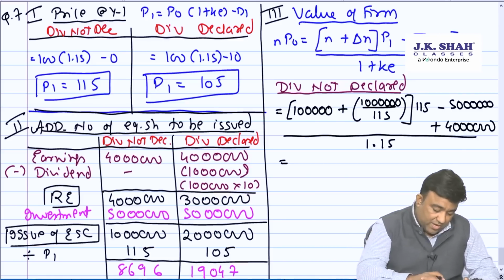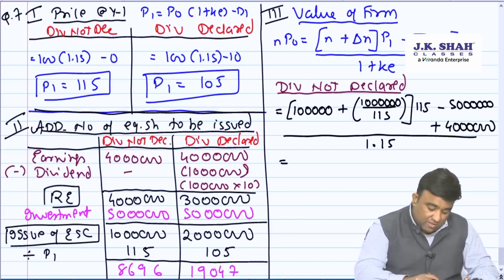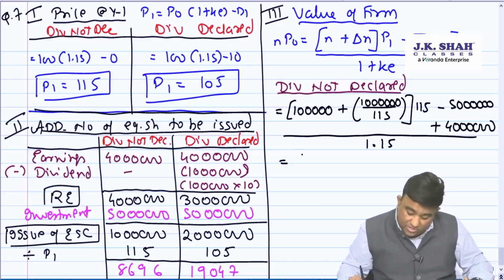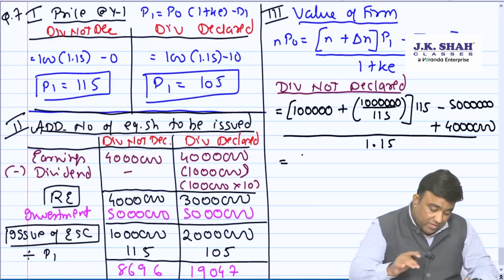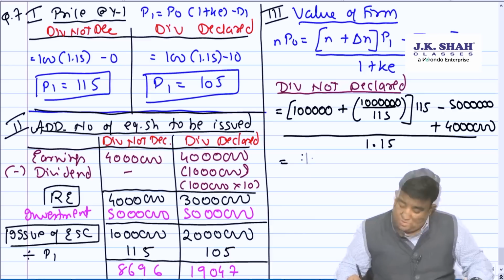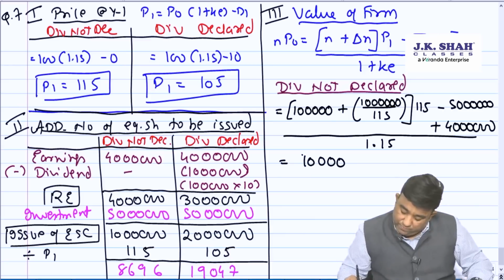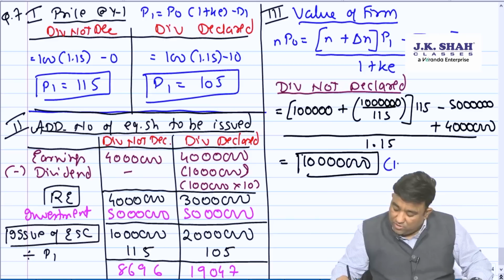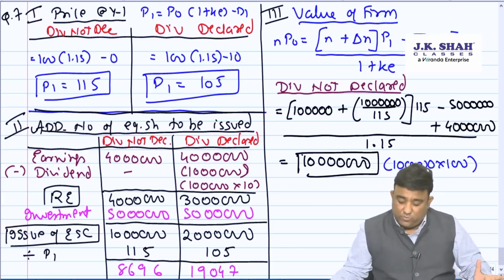This is 10 lakh divided by 115, plus 1 lakh shares into 115, the future price, minus 50 lakh, the expansion, plus 40 lakh. So it comes to this divided by 1.15. It is approximately 1 crore. Student, it was bound to be 1 crore because the present number of shares is 1 lakh into 100 price. It has to be the same.